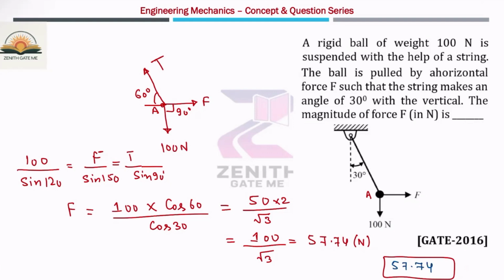Okay, so in this question, you have to calculate only the force F, but maybe they can ask you what will be the tension value. So tension value also you can calculate. Just compare these two. Sine 90 is 1, so 100 by sine 120 will be the tension value.